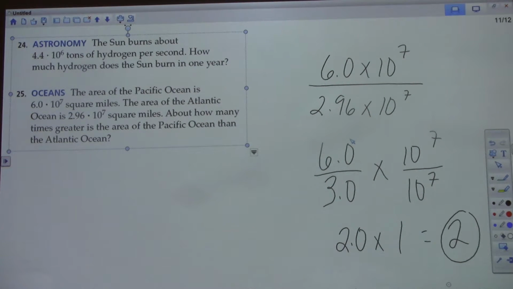You don't go, the Pacific Ocean is 2.02 times bigger than the Atlantic Ocean. Who in the world thinks like that? Nobody, unless you're Rain Man. Usually you'd say, well, the Pacific Ocean is about 2 times as big as the Atlantic Ocean. That's what you say.